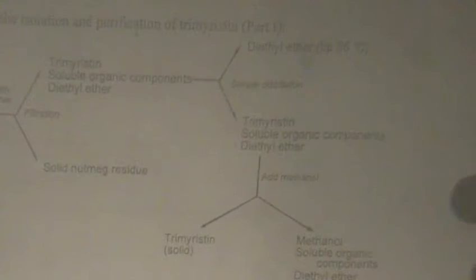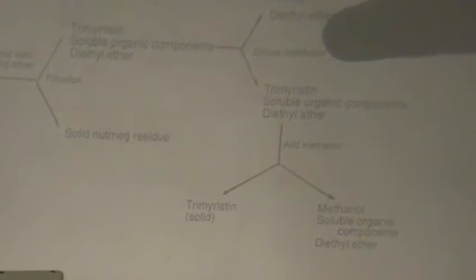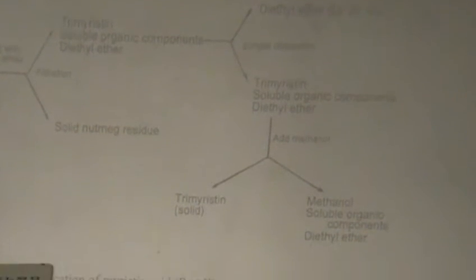That is shown in the flow chart, okay? So you've got your nutmeg, and you're extracting it with ethyl ether, and you'll get trimyristin and a lot of other things besides the trimyristin in diethyl ether, and then you'll have solid nutmeg residue that you filter away. So you'll do a filtration here, a gravity filtration, so we'll talk about what that means, to separate these two. Then we're going to remove the ether, and we'll talk about why in a little bit. We'll remove most of the ether with simple distillation, so we'll have ether that is removed, and then we'll still have this chunk here, the trimyristin, soluble organic components, and a little bit of diethyl ether.